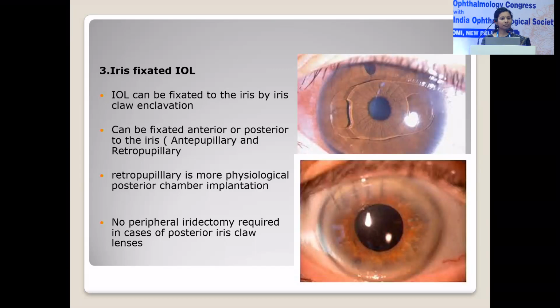The next is the iris fixated intraocular lens. These lenses are usually enclavated at the mid-peripheral iris, so pupillary dilatation is usually not hampered. It can be fixed anterior to the iris or posterior to the iris. But we usually prefer the retropupillary approach because its position is more physiological. There is no need of doing a peripheral iridectomy, and the lens is usually away from the cornea, so the chance of corneal decompensation is also very less.